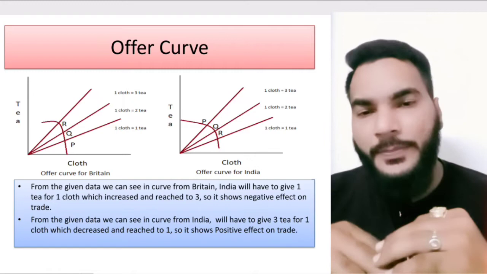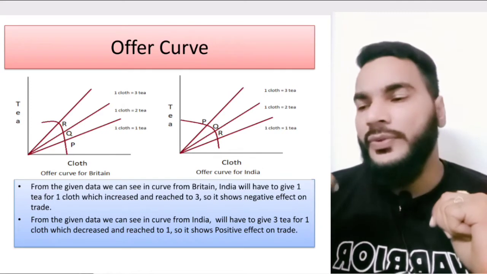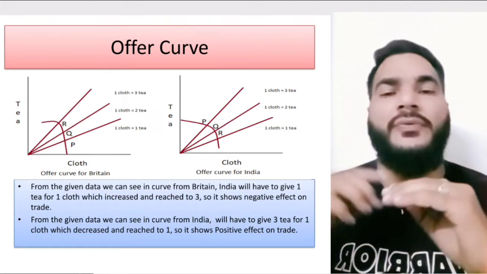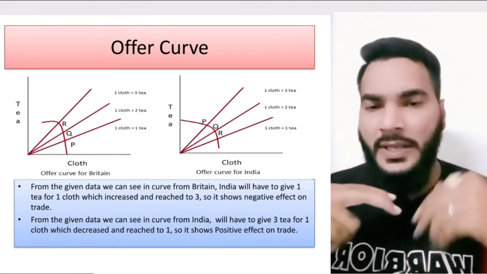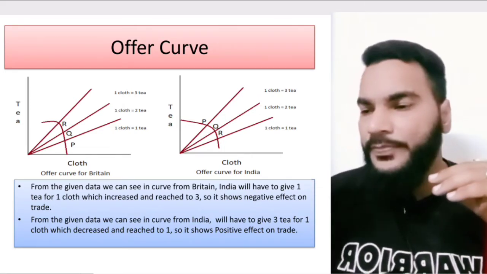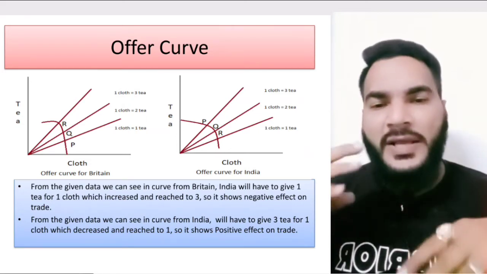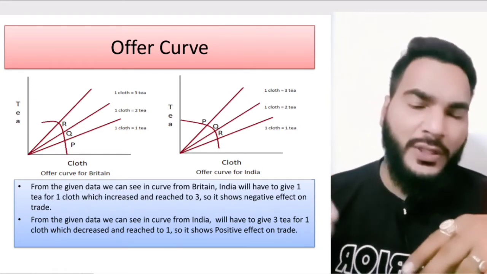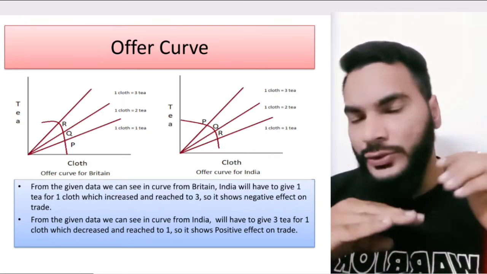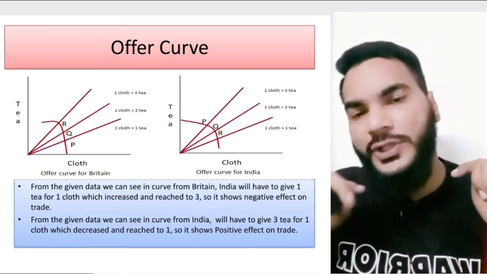That was stable. Then the day came, for any reason, we started supplying two teas in place of one cloth. We were getting the same unit of clothes, and we supplied double items of that product. That's not good for our country, that's good for them actually. Then again the price of cloth increased, so we were getting one unit of cloth and supplying 3 units of tea. As you can see, the offer curve goes upwards, P, Q, R. That's good for Britain.